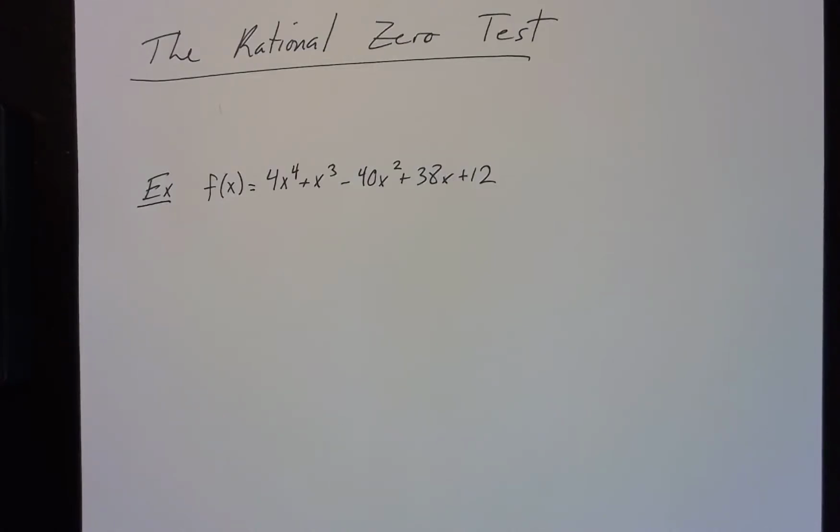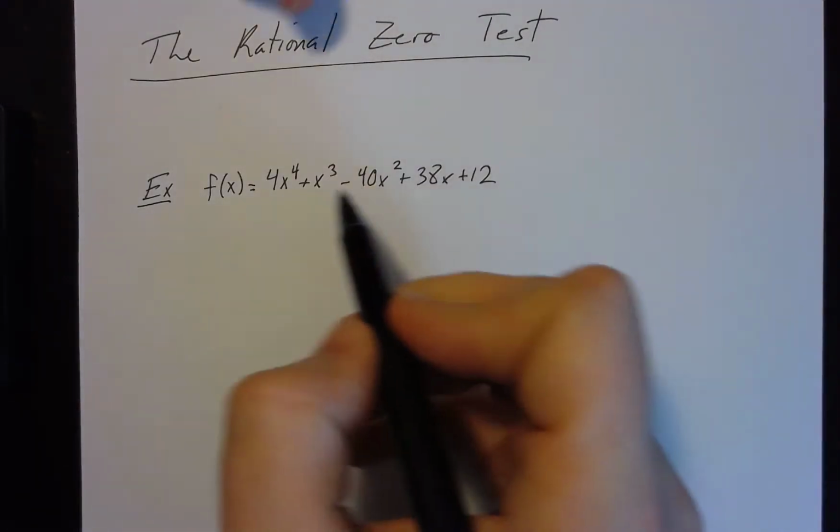In this video, we're going to talk about the rational zero test. Now, the rational zero test can also be referred to as the rational root test, or the rational root theorem, or the rational zero theorem. Again, zero and root are theoretically interchangeable, and in this case, test and theorem are sometimes interchangeable.